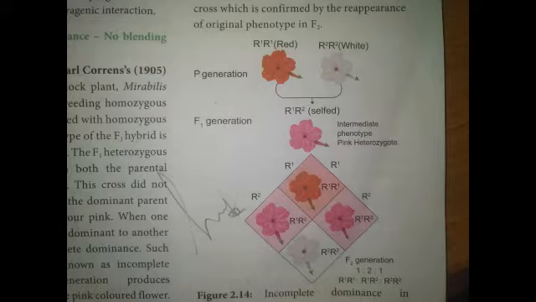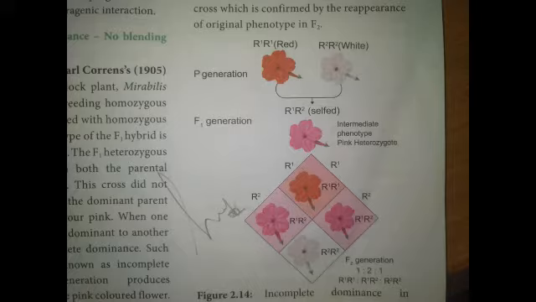In the F2 generation, R1 and R2 genes segregate. They are separated and remain to produce all the colors, that is red, pink and white in the ratio of 1:2:1. This is on the basis of Mendel's law of segregation. The R1 allele codes for an enzyme which is responsible for the formation of the red pigment, so the flowers are red in color.